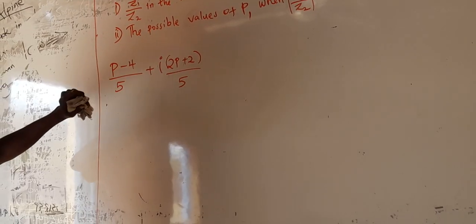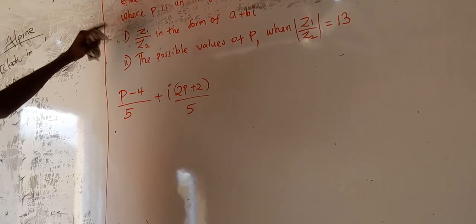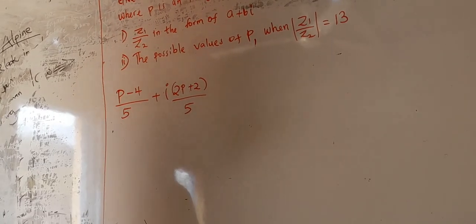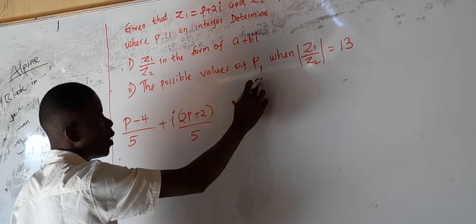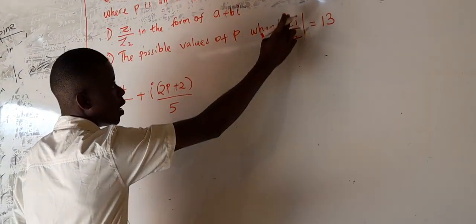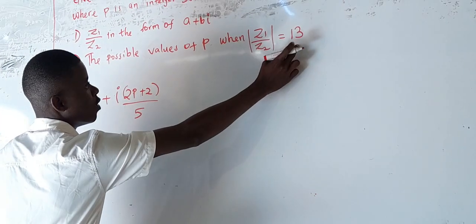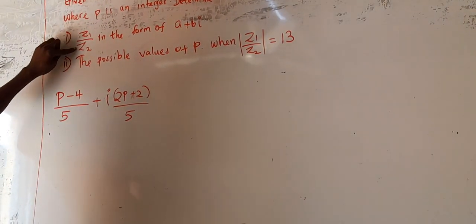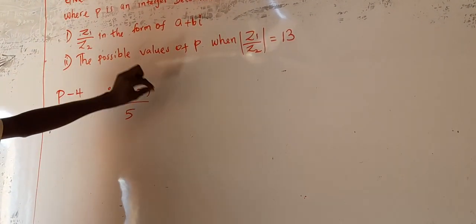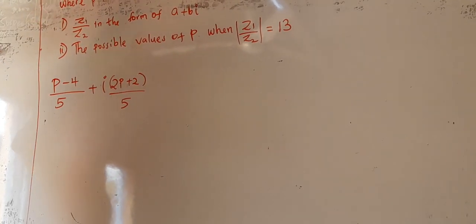This one is the solution of the first part of the question. Now we move to the second part of the question. We have been taught to determine the possible values of P when our modulus of Z1 over Z2 is equal to 13. So our Z1 over Z2 is this one here. We have solved it. That was the first part of the question.